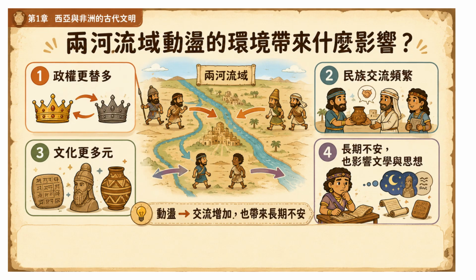This slide shows movement, contact, and change in the Two Rivers region. Because different groups moved through the area, political power changed often. At the same time, people exchanged goods, skills, languages, and ideas. This made Mesopotamian culture more diverse. But frequent movement also created long-term insecurity, which affected literature and thought.